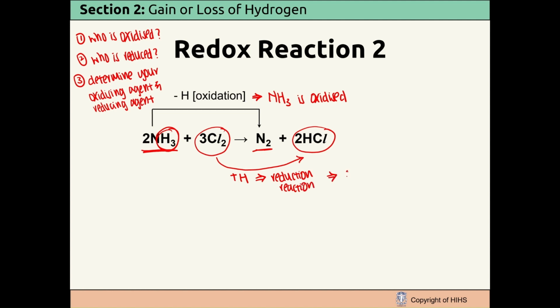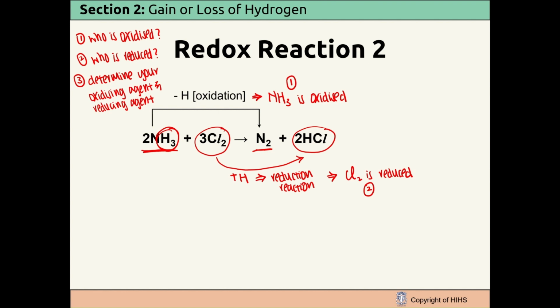Which means your chlorine is reduced. So now you already answered the first two questions that I posed earlier. So who is oxidized? The answer: ammonia is oxidized. Then who is reduced? Chlorine is reduced. So the third one, determine your oxidizing agent and your reducing agent.